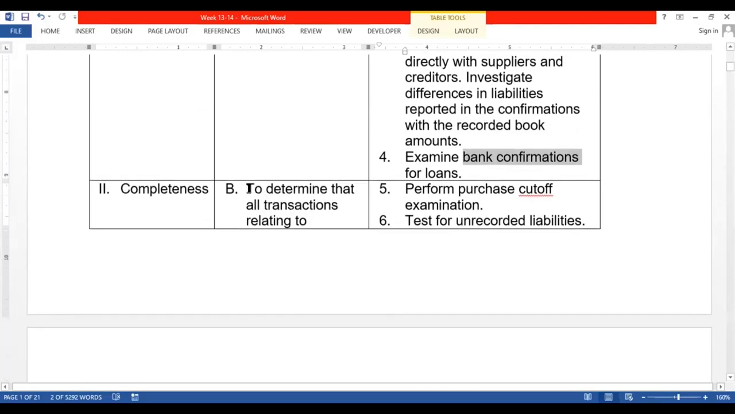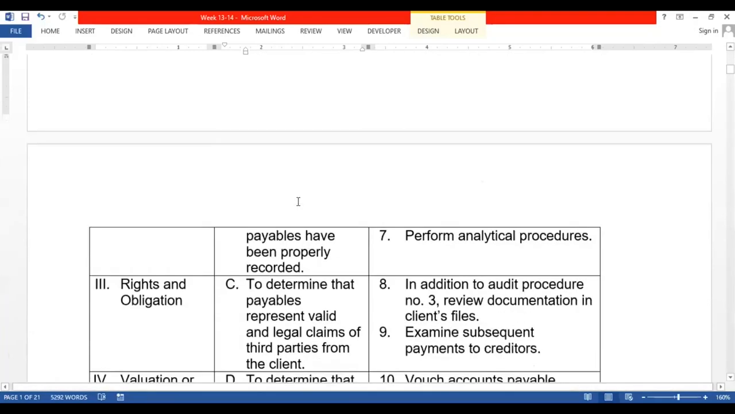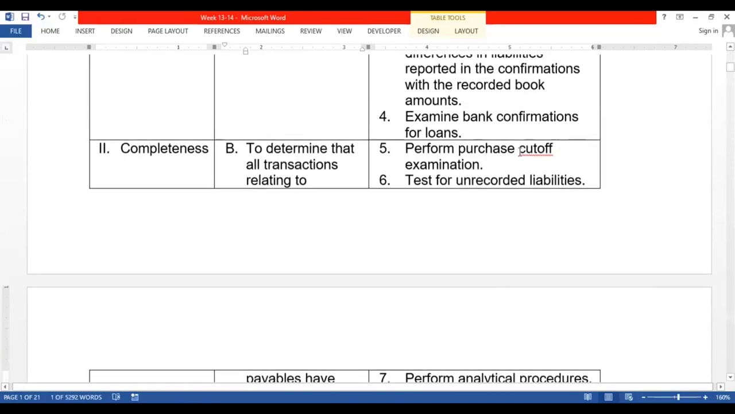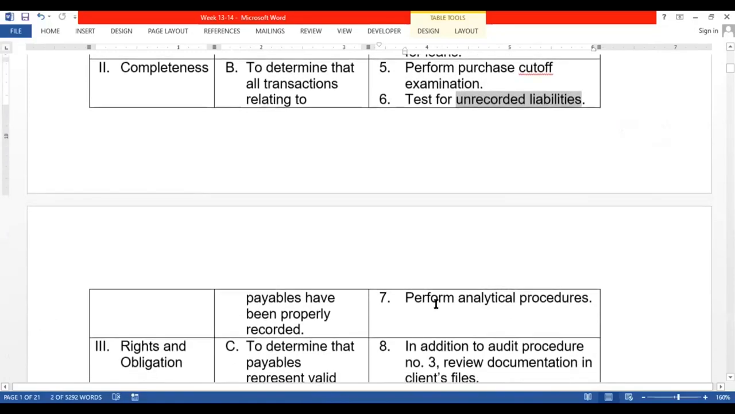B is completeness. For completeness, you're going to start with the source document to the records to see if all of the transactions are recorded. Examine all transactions related to payables to check that they have been properly recorded. You may perform a cut-off examination, and test for unrecorded liabilities. This is actually the focus here. And perform analytical procedures, comparing the previous year with the current year.